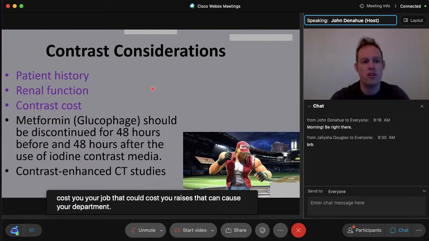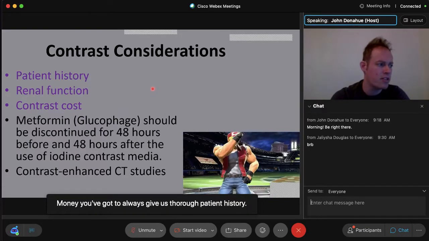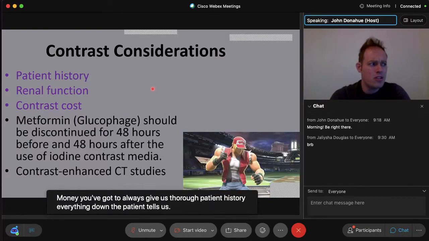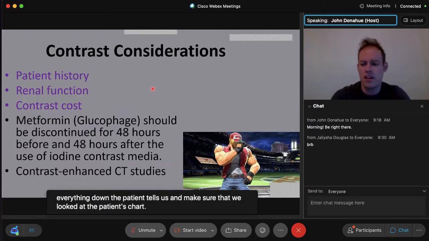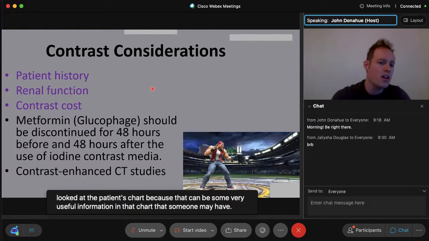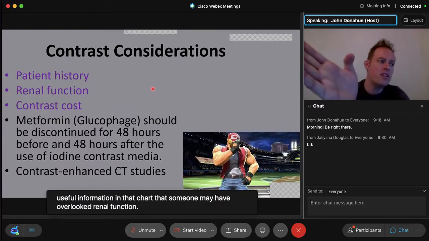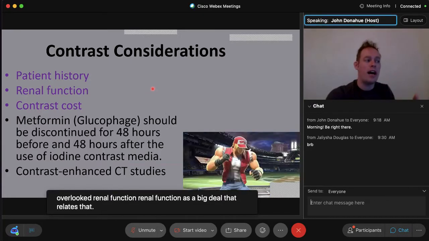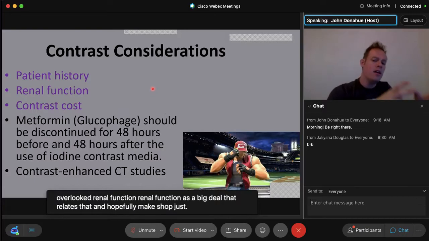We've got to always give those thorough patient histories, write everything down that the patient tells us, and make sure that we look in the patient's chart, because there can be some very useful information in that chart that someone may have overlooked. Renal function is a big deal. That relates to that hypovolemic shock we just talked about.